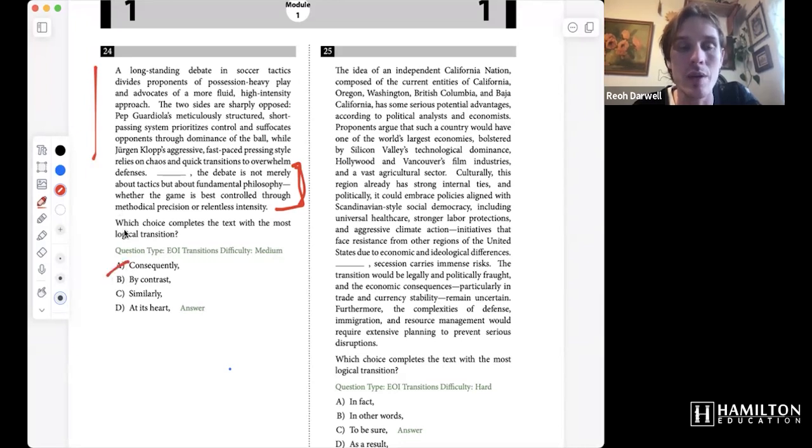Consequently doesn't work because consequently would mean that this part is a direct effect, a direct consequence of what came before, right? But the debate being not about tactics, but about philosophy, isn't a consequence of the fact that there are different tactics and philosophies, right? That's a summary of it.